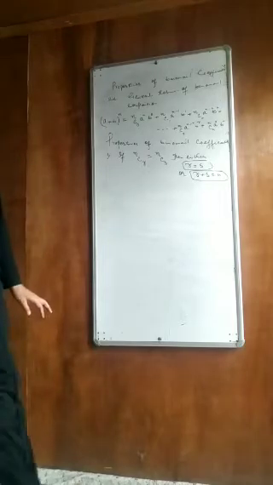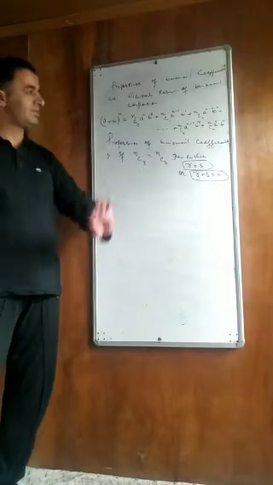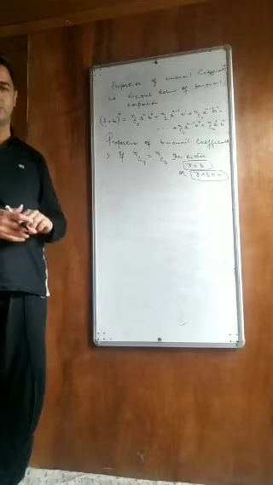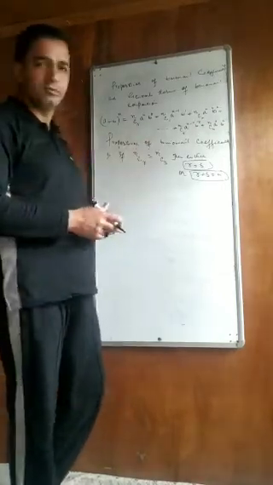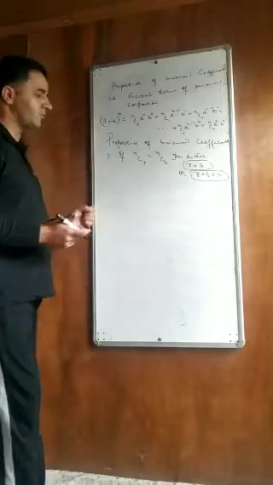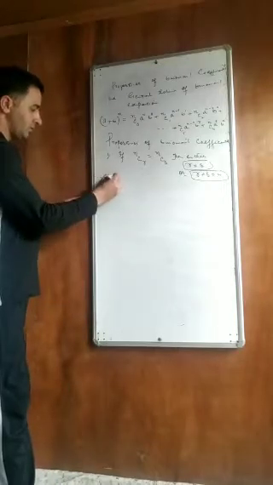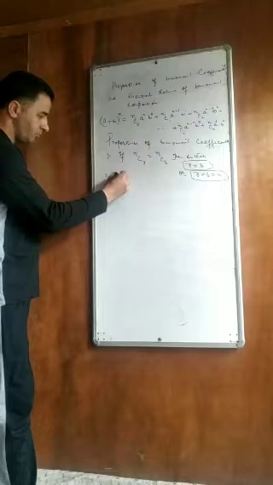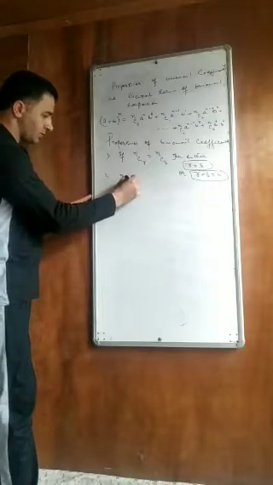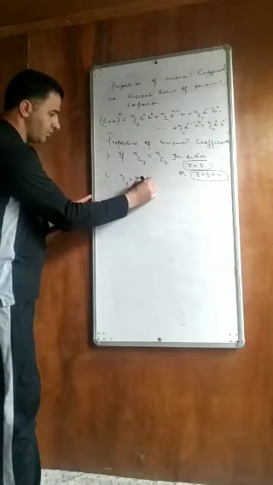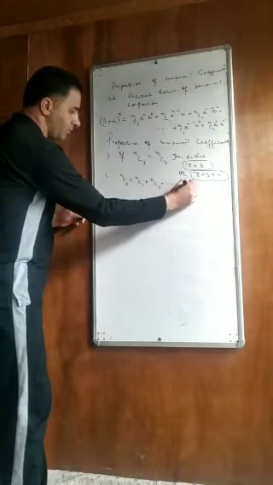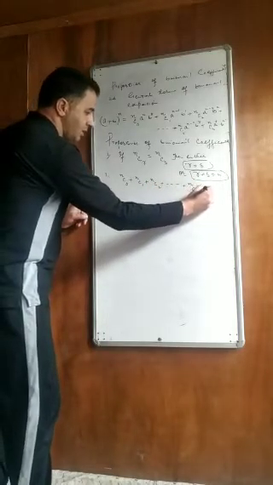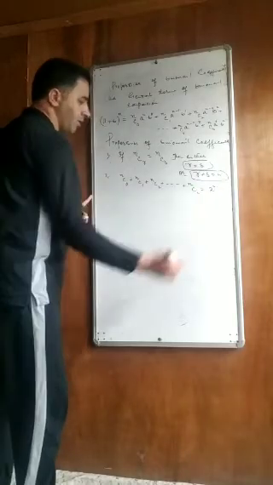We have one more property, that is the sum of all binomial coefficients. The sum of all binomial coefficients is always equal to 2 raised to power n. That is nc0 plus nc1 plus nc2 plus so on to ncn, it is always equal to 2 raised to power n.